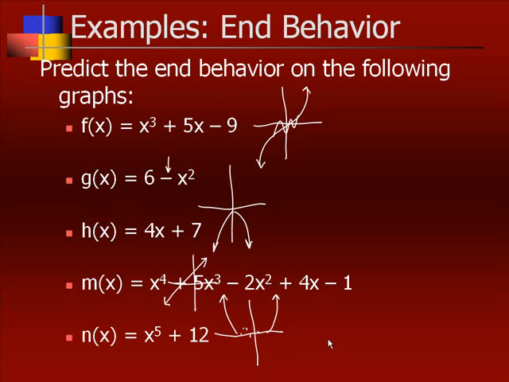And then our x to the fifth plus 12. X to the fifth is an odd. It's a positive coefficient, so we know it's going to start down here. We don't know what's going to happen, and then it's going to take off up to the far right.